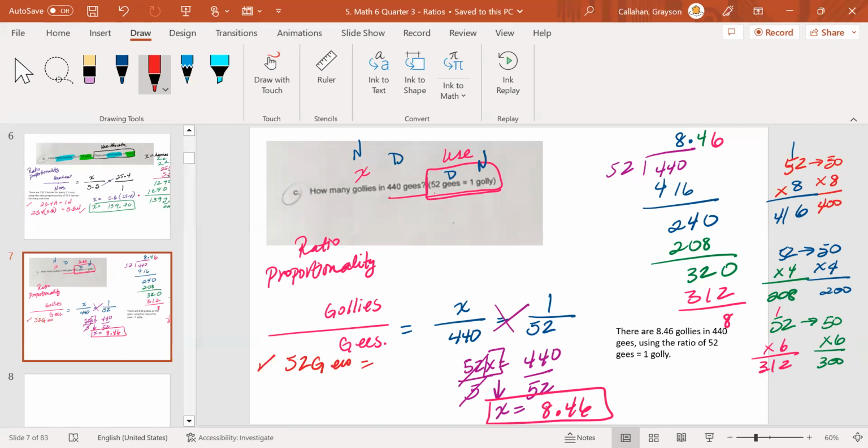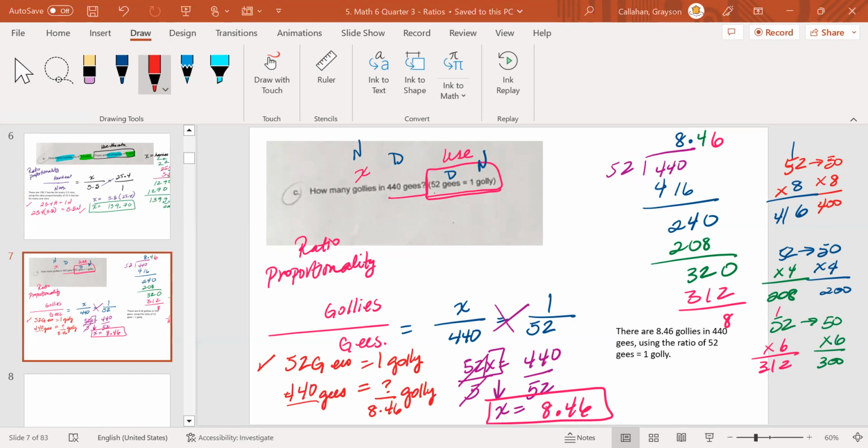52 geese equals 1 Galli. It's saying if you have 440 geese equals how many Galli, right? And we found 8.46. And that makes sense because 1 equals 52. Do you see that? So then 8.4, so 8 times 5 will be around 400, and that looks about right. Make sense? Okay. Let's go on to the next one.